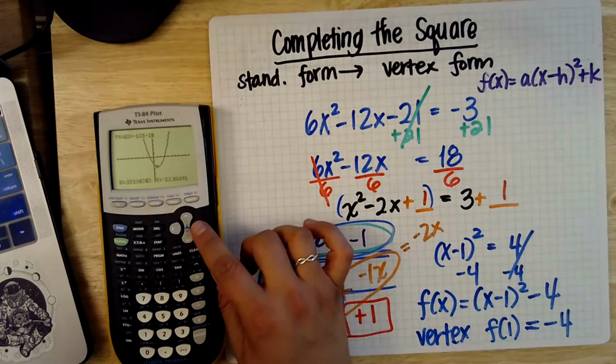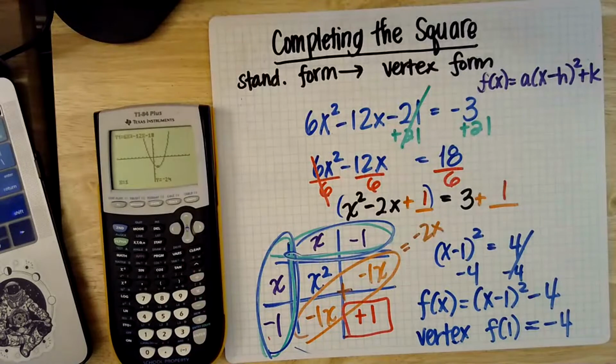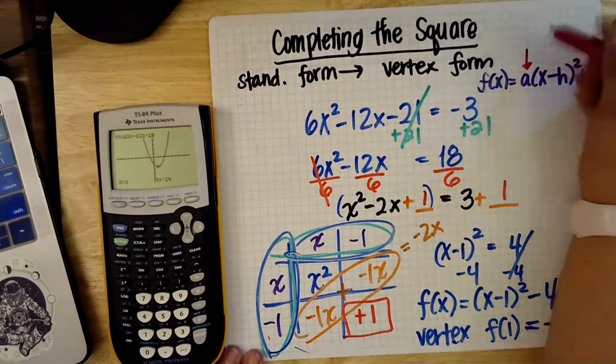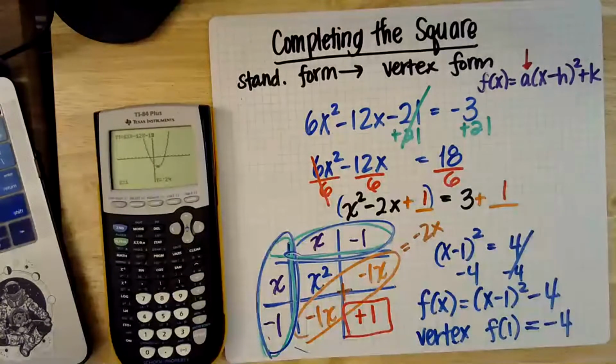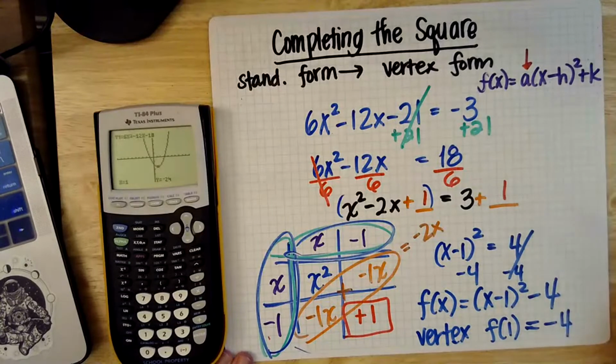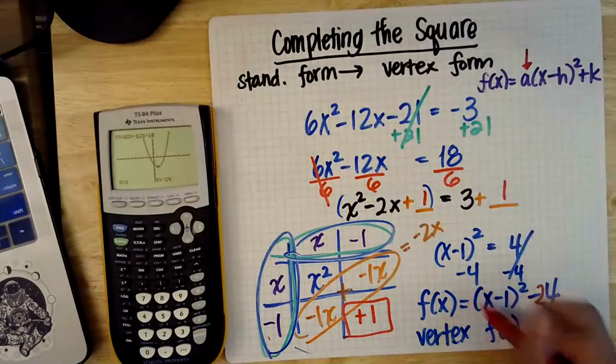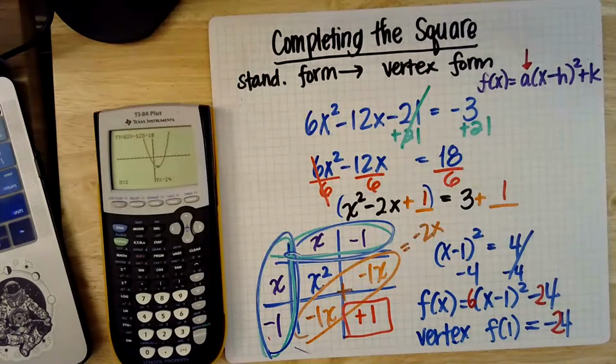So I have 1. Trace it with negative 24. That's right. My a is still 6. Remember this guy right here is 6, so that a gets applied to that k right there. So 6 times negative 4 is negative 24. So let's see, I have a 6 here. Bloop. Right? So my vertex is f of 1 equals negative 24.